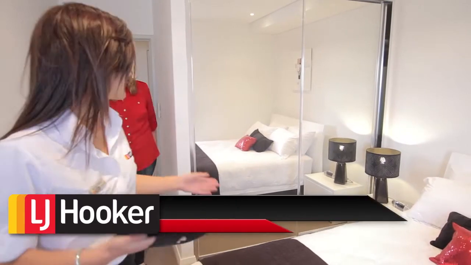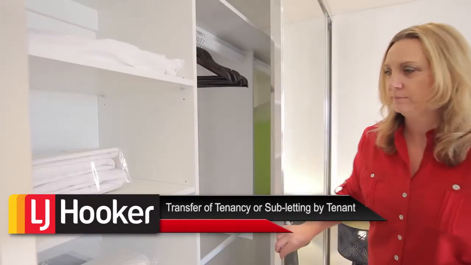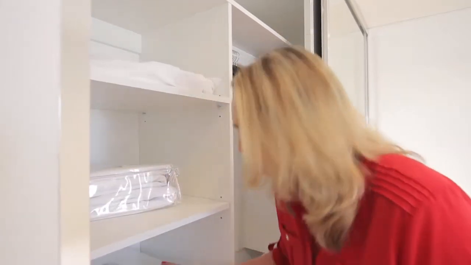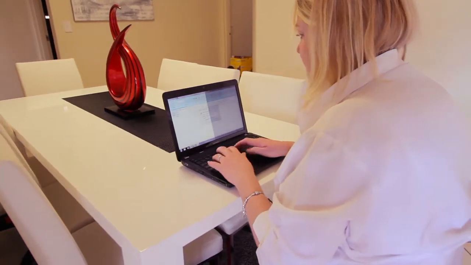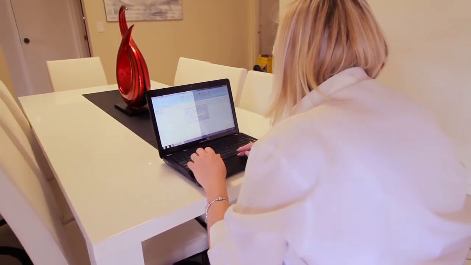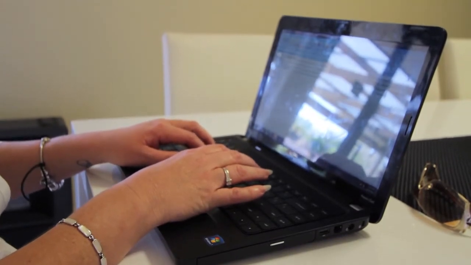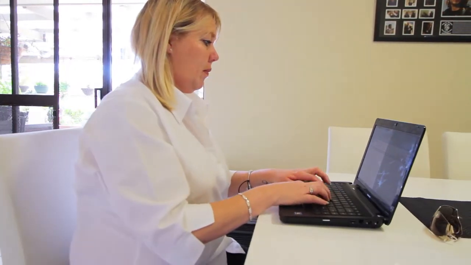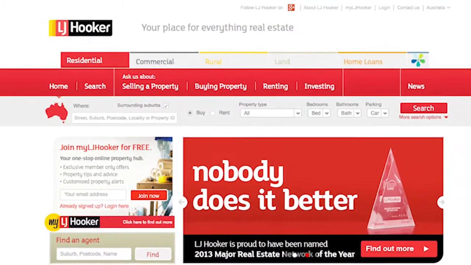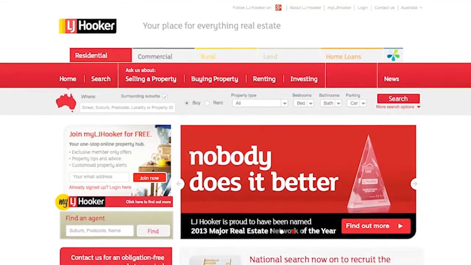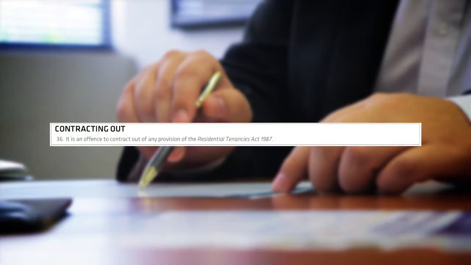Transfer of tenancy or subletting by tenant. If the tenancy agreement allows the tenant to assign his or her interest or sublet the premises with the lessor's consent, the tenant cannot assign his or her interest or sublet the premises without the written consent of the lessor, and the lessor must not unreasonably withhold such consent, and the lessor must not make any charge for giving such consent other than the lessor's reasonable incidental expenses. Contracting out. It is an offence to contract out any provision of the Residential Tenancies Act 1987.